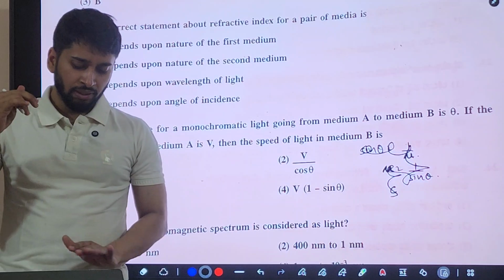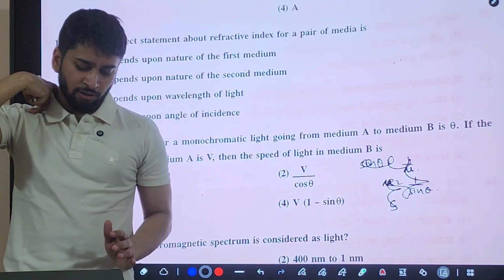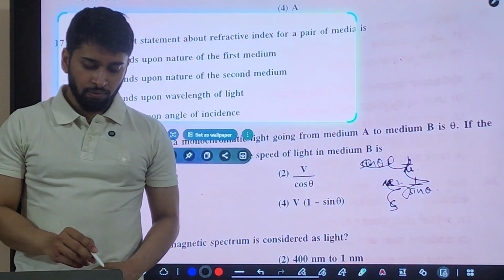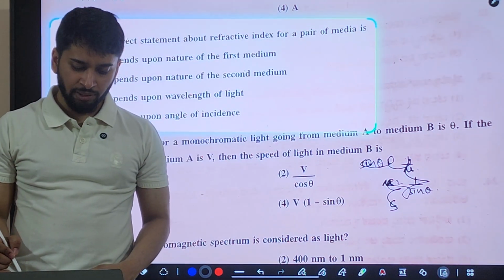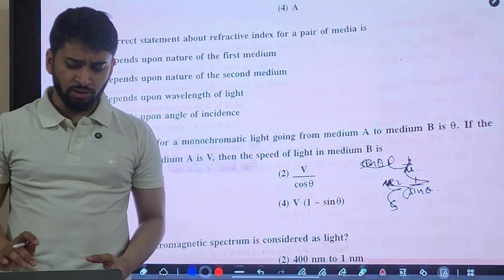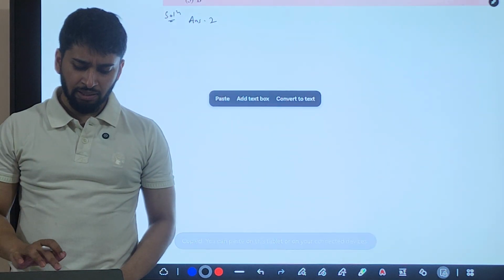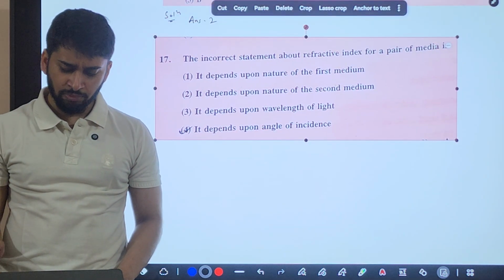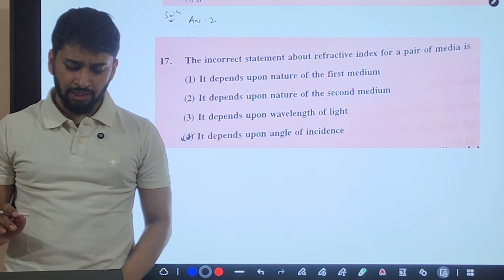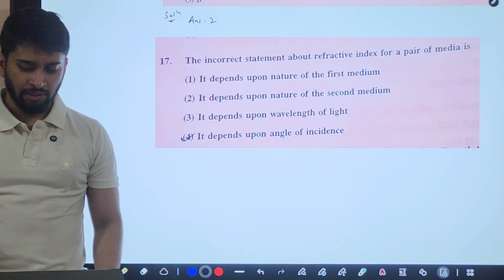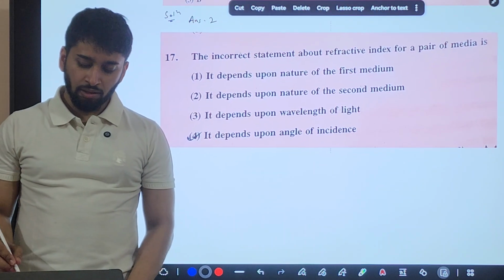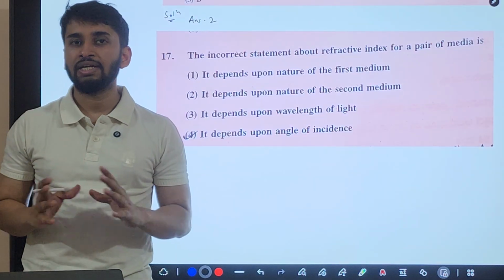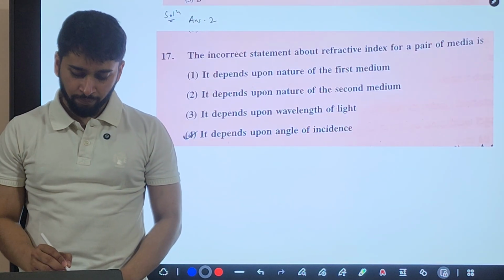Next you have 17. The incorrect statement about refractive index of a pair of media is, which one is the incorrect statement here? Refractive index for a pair of medium depends upon the nature of the first medium, the nature of the second medium, and the wavelength of light. That's all true. It is a property of the medium as well as the wavelength of the light.